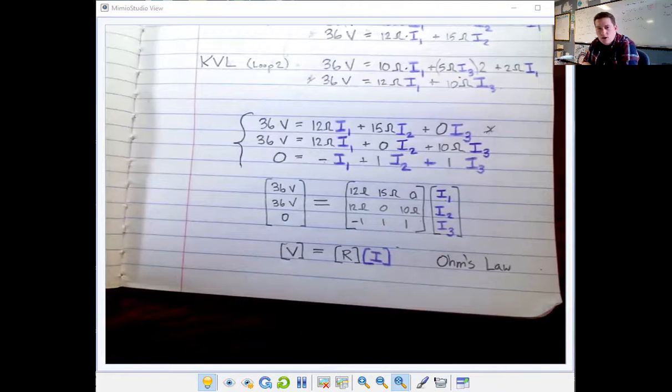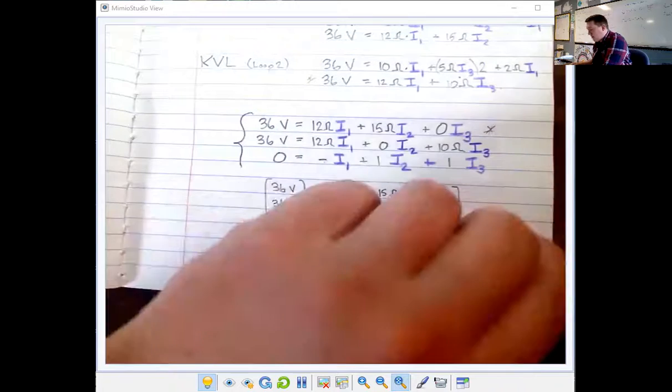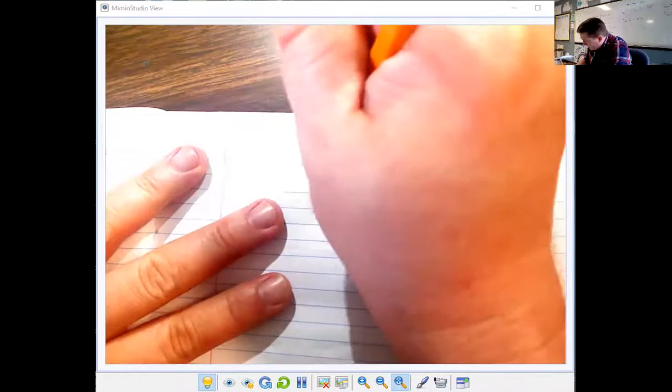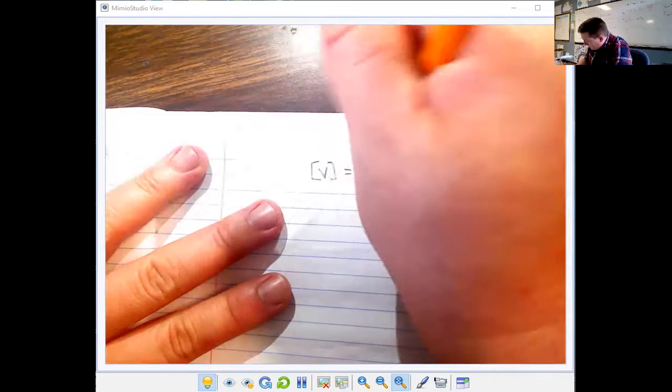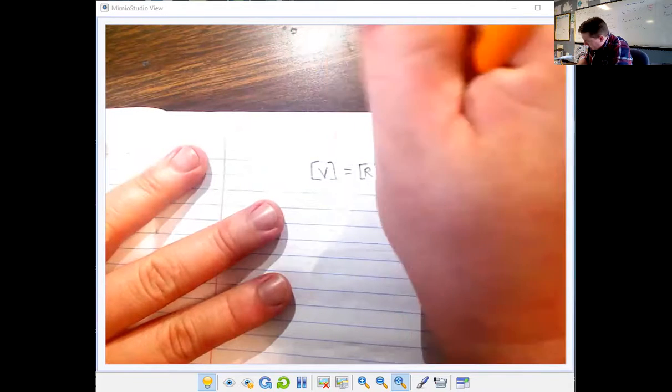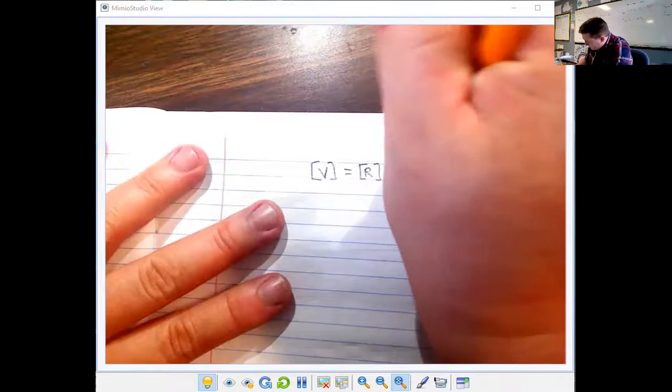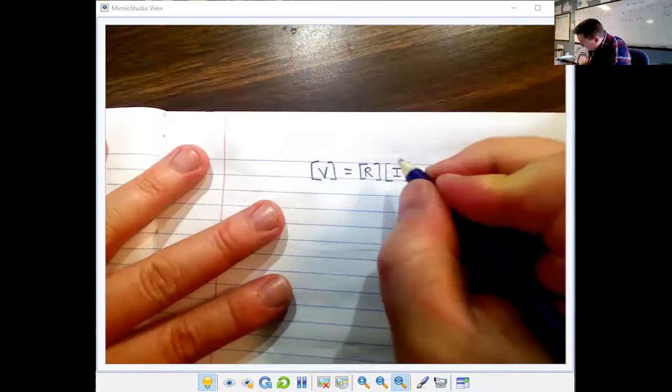How Kirchhoff's laws are really just a complex version of Ohm's law, more generic, and that they are in matrices. All right, so how do I solve this then? I'm going to rewrite it again. I had a matrix V equals a matrix R times a matrix I. I'm solving for matrix I.